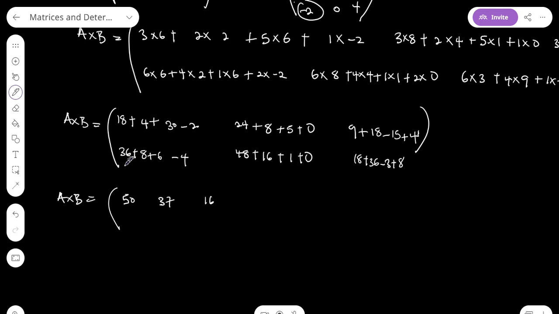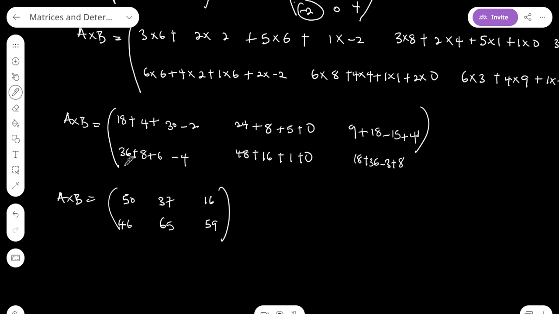Now we have 36 plus 8 is 44. 44 plus 6 is 50. 50 minus 4 is 46. So we have 46. Now 48 plus 16 is 64. 64 plus 1 is 65. 65 plus 0, that is 65. 18 plus 36 is 54. 54 minus 3 is 51. 51 plus 8 is 59. So this will be the result of our A multiplying B.